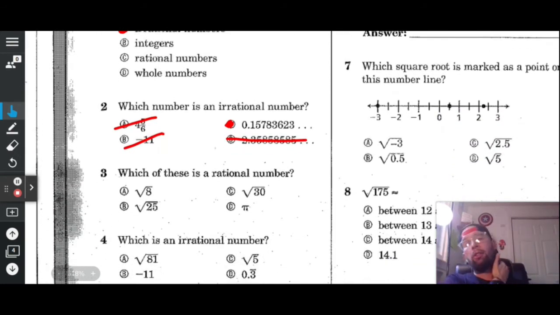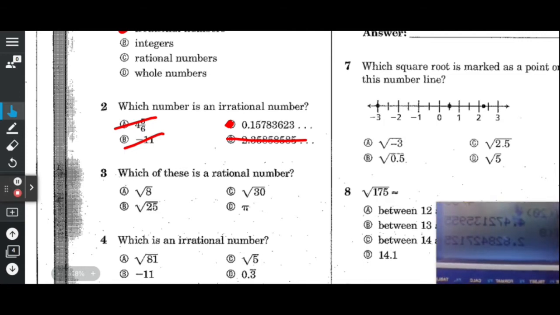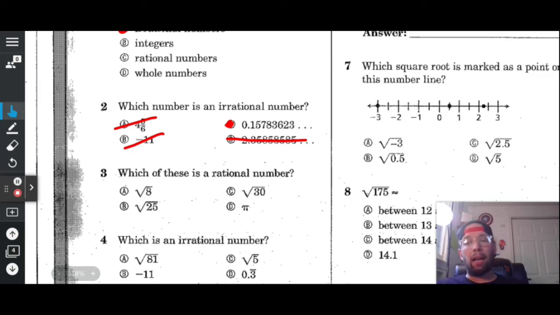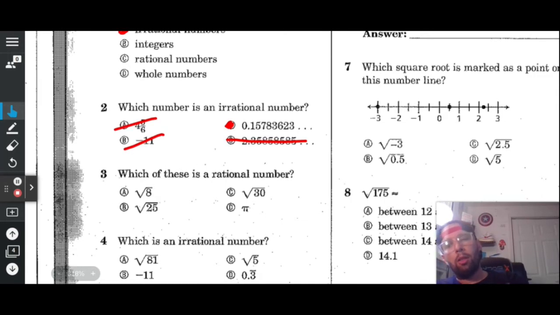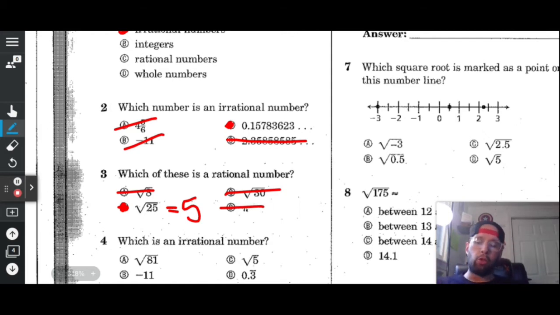So now it's asking for the rational number. Which one of these is going to be rational? Well, if you don't know what these square roots are, good thing we have calculators. The square root of 8 is a terrible, terrible number. So the square root of 8 is irrational. The square root of 25, well, wait a minute. I know what the square root of 25 is. It's 5. So it's going to be B. The square root of 30 is terrible. Pi is terrible. So the square root of 25 is 5. That's the rational one.